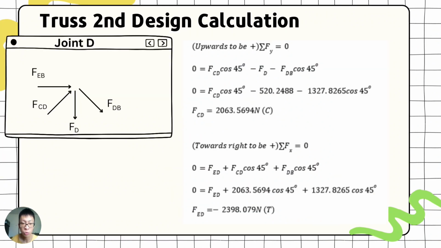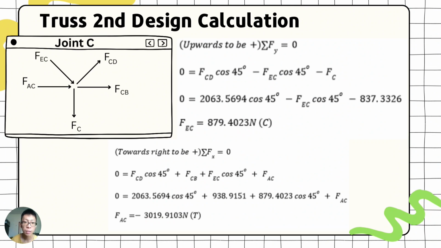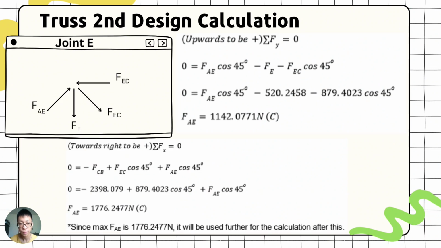And next, the same thing happens to joint D. So we found that FCD and FED are compressive force and tensile force respectively also. And for joint C, FEC is compressive force and FAC is tensile force. And the same thing happens again for joint E, using the same calculation with summation of Fy and Fx.